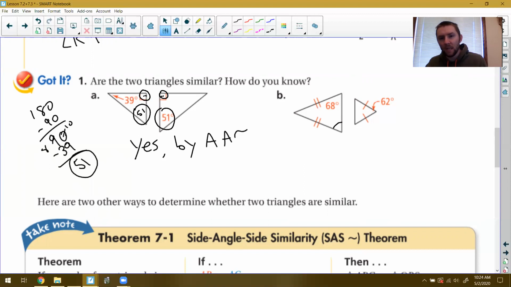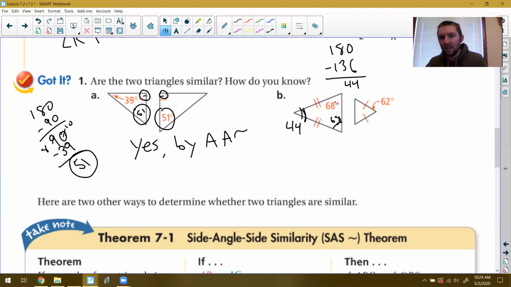This angle is 68 degrees. So if I add those together, I get 120 plus 16, which is 136, right? So if I did 180 minus 136, I think I would get 44, right? 44 degrees. So this top angle up here must be 44 degrees, right? Because the isosceles triangle had to have two 68s. I minus those from 180, I get 44.